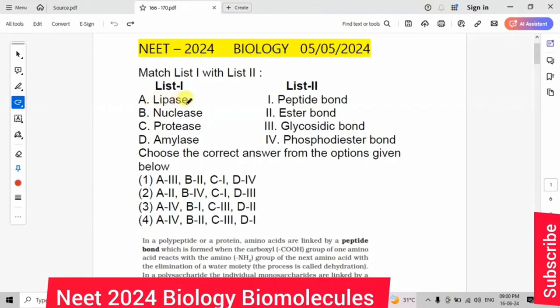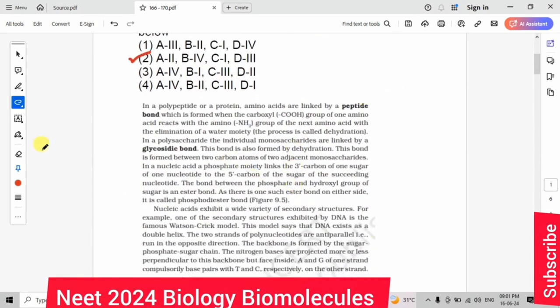Match the following. Lipases, and it is 2, ester bond. Next, nuclease, and it is 4, phosphodiester bond. Next, protease is nothing but proteins, it is 1, peptide bond. Next, amylase, and it is 3, glycosidic bond. So option number 2 is the answer. 2, 4, 1, 3 is the sequence. And you can see the NCERT topic from the chapter known as biomolecules.